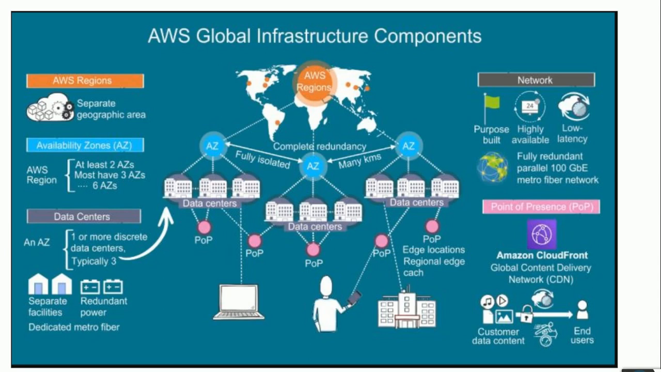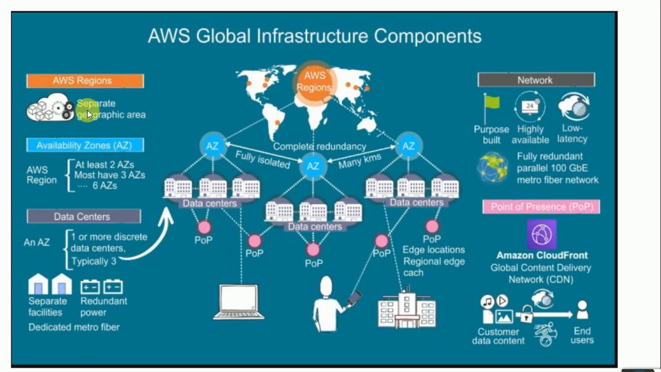Next, this is the global infrastructure component, starting with the AWS region. AWS regions are located all over the world. A region consists of multiple availability zones, and each availability zone consists of multiple data centers, all fully isolated and many kilometers apart. As I mentioned earlier, it is about 200 to 300 kilometers. The data centers are directly connected with the network, a point to point connection. The network is purpose built, highly available, low latency, fully redundant, 100 GB over Ethernet, a metro fiber network, and points of presence, POP.